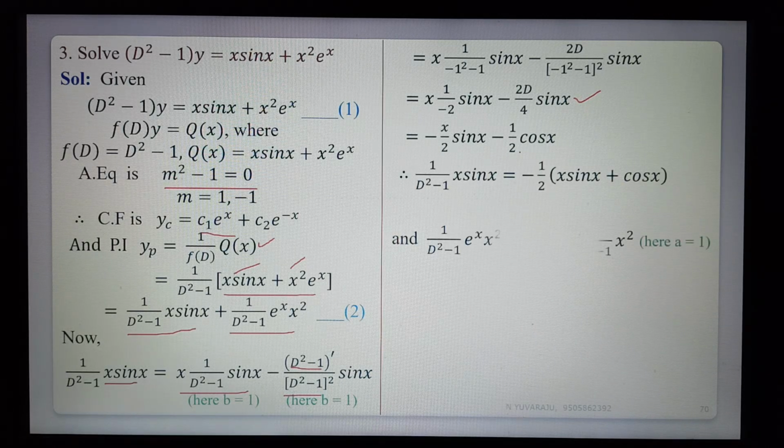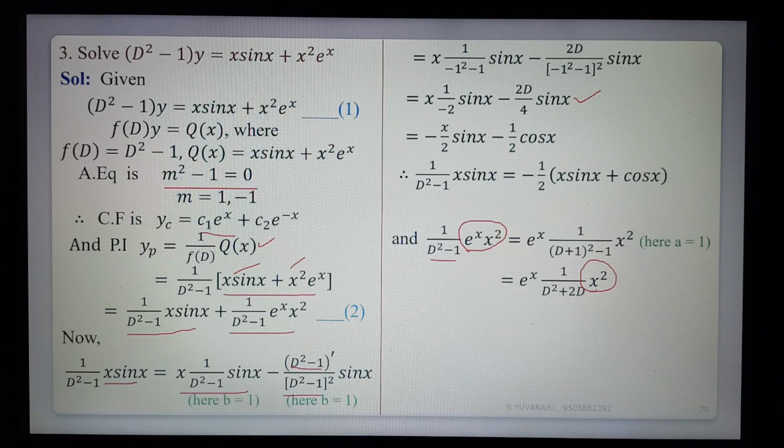Similarly, second term: 1 by D square minus 1 into e power x x square. Which form here? e power ax into V form, a is equal to 1. Type 4 procedure. So replacing D by D plus 1 in f of D, that is e power x into 1 by (D plus 1) whole square minus 1 into x square. Simplification is e power x into 1 by D square plus 2D into x square. So which form here? x power k form, and x power k is type 3.